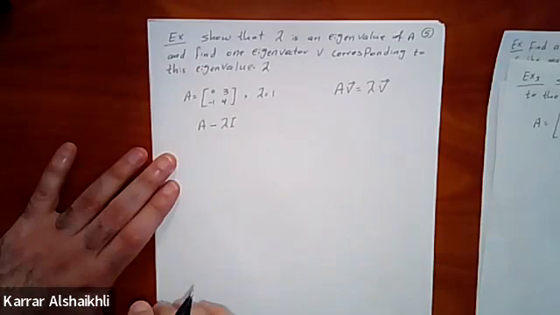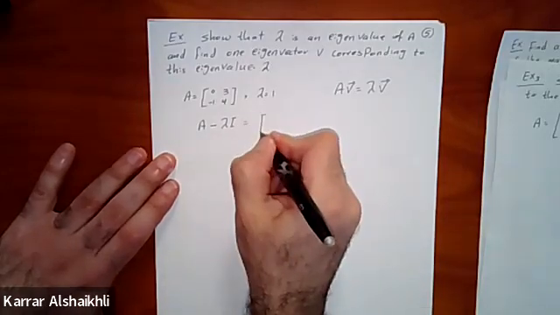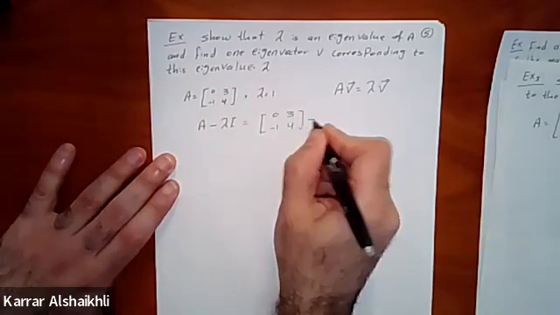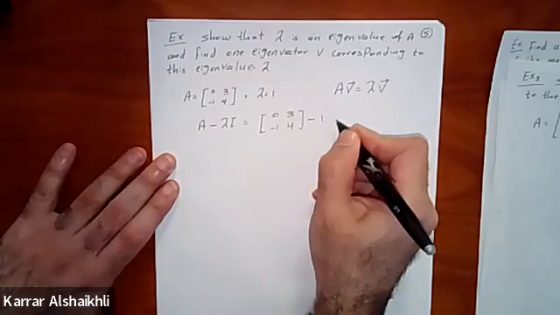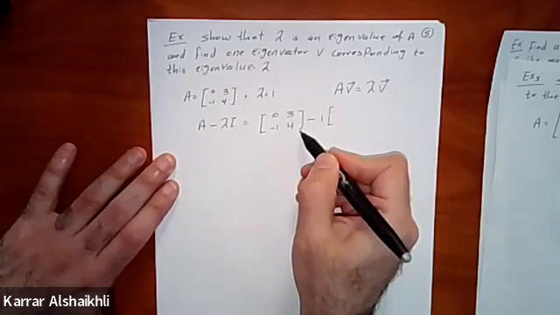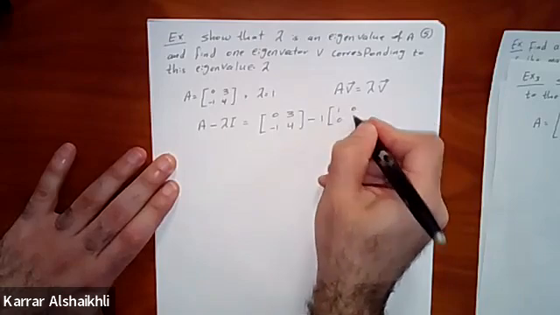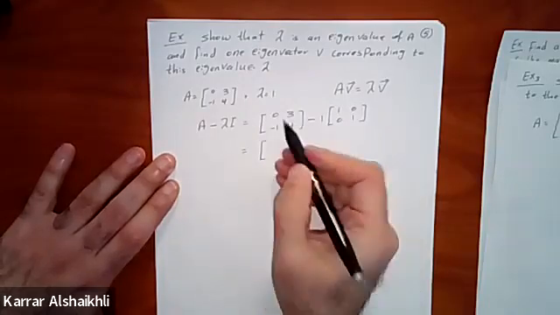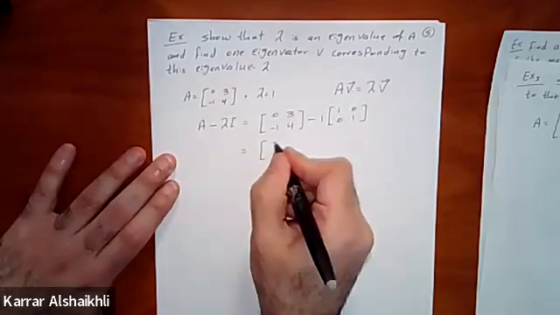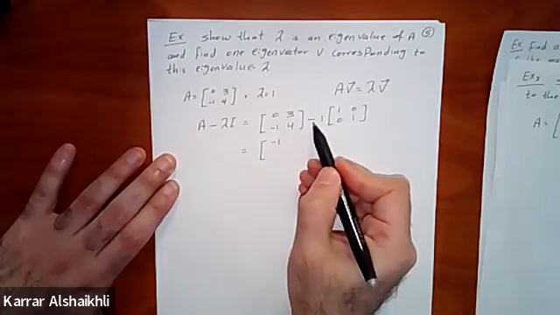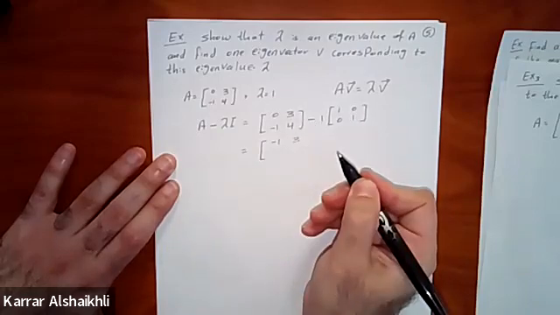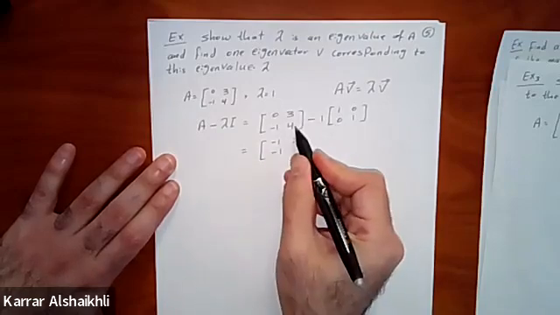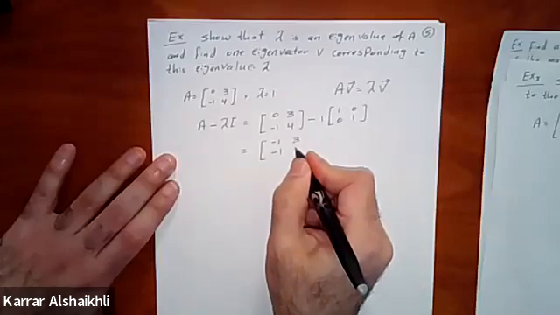Then I'm going to find the eigenvector, which is the matrix A, 0, 3, negative 1, 4, minus lambda, which is 1, and I, it's a 2 times 2 matrix, so 1, 0, 0, 1. That means this one is going to be 0 minus 1, negative 1. 3 minus 0 is 3. Negative 1 minus 0 is negative 1. And 4 minus 1 is 3.